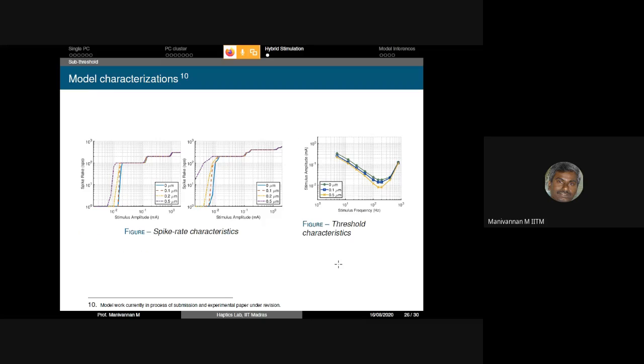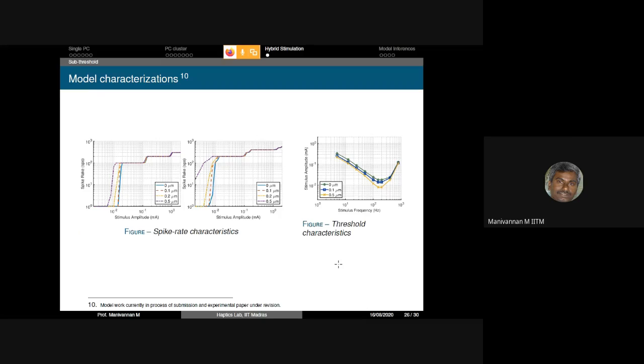So we kept one mechanical stimulus constant and changed the electrical stimulus at different amplitudes, and we found the spike rate characteristic and the threshold characteristic. Similarly, we did vice versa: kept the electrical constant and varied the mechanical. This again is not possible without the modeling. Just with the experiment, it is not possible at all to get this kind of insight into how these threshold and spike rate characteristics differ from a single PC or cluster of PCs or a single type of stimulus.